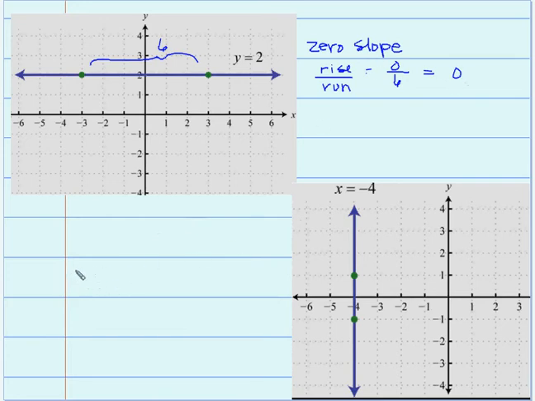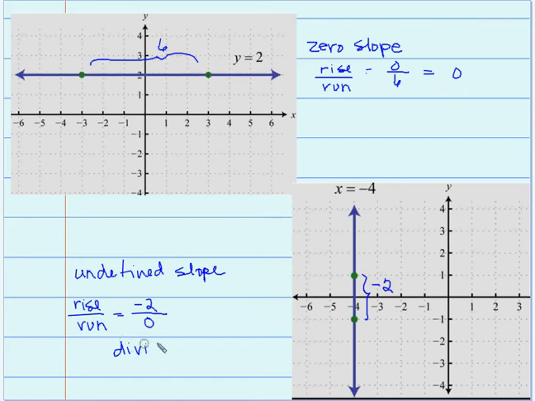Now, vertical lines are undefined slope. Okay, remember it's rise over run. So, how far up do we go or how far down do we go? It doesn't matter. From one point to another, so this would be 1, 2, so I'll go negative 2. And run, how far left or right do we go? Well, we go 0. And division by 0 is undefined. It cannot be done. And that's how you get undefined slope.